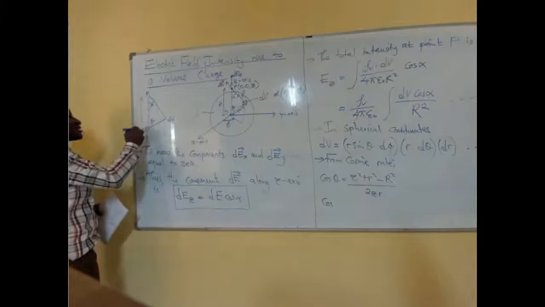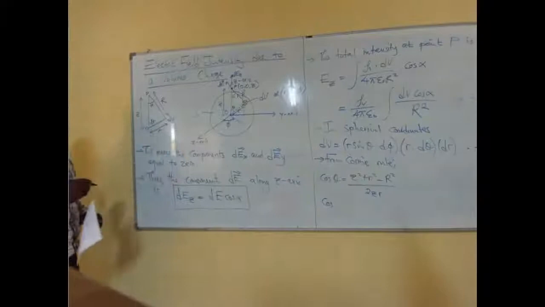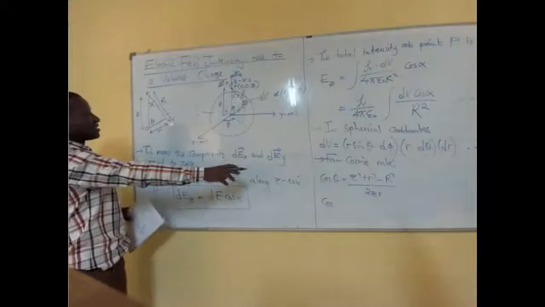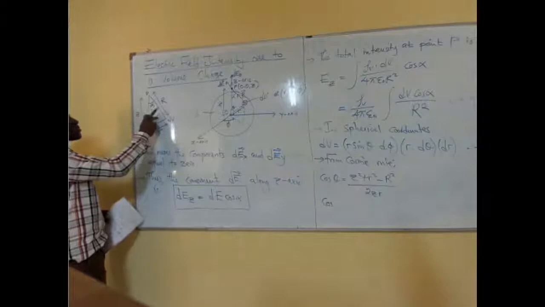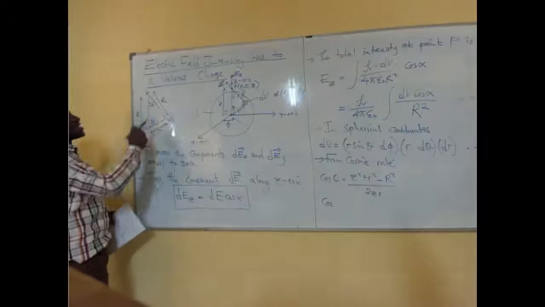This distance from there up to there is what we are calling capital R. And then this is what we are calling the small r. So if you use the cosine rule, you are able to come up with that so easily. The cosine rule gives you that cosine of theta must be equal to z squared plus r squared minus small r squared, then divide all this by 2zr.